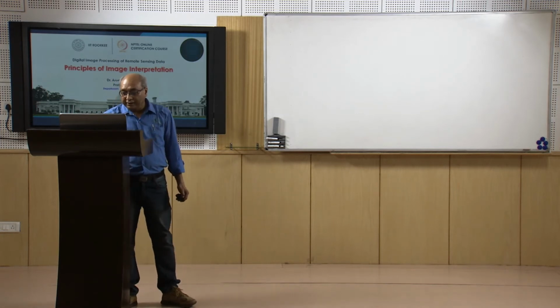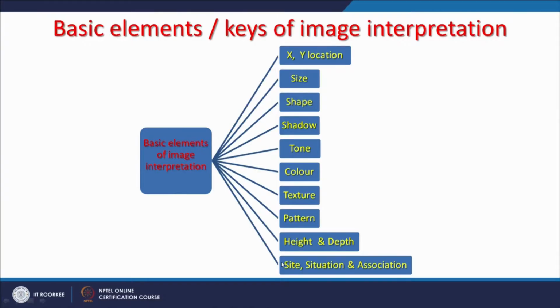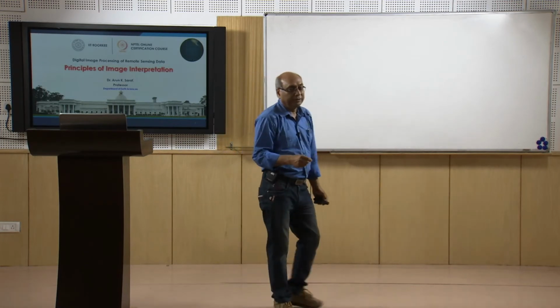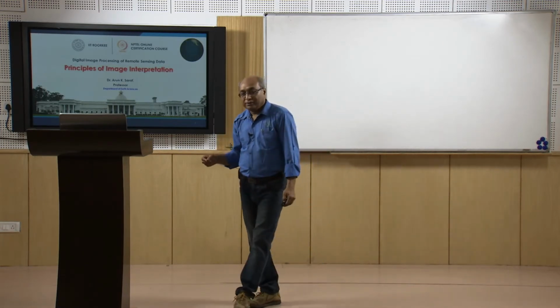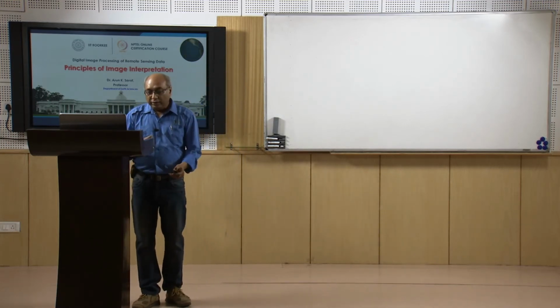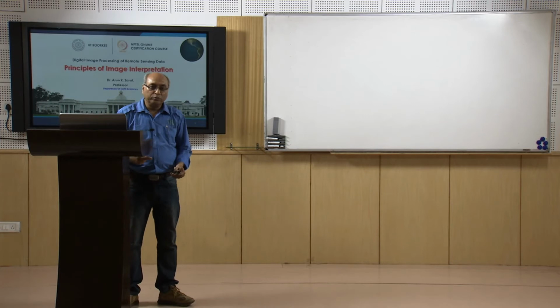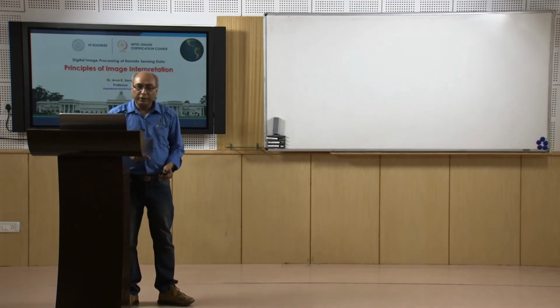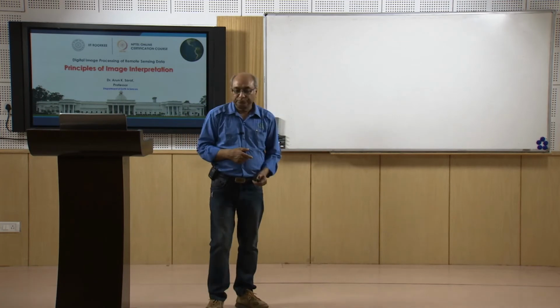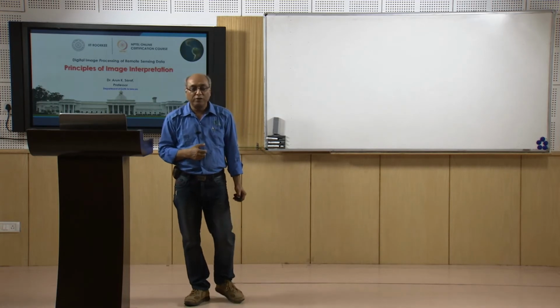Then height and depth. Height has indirectly come in through the shadow, but depth can also play a very important role. Then site, where it is located, situation and association. As I said, beaches are associated with large water bodies, either seas or big lakes. So that is the association. A beach cannot be on simple ground. So one has to remember that, and based on all these interpretation keys, the individual makes the visual interpretation. So we will see all these one by one. So location: there are two primary methods to obtain precise location in the form of coordinates.